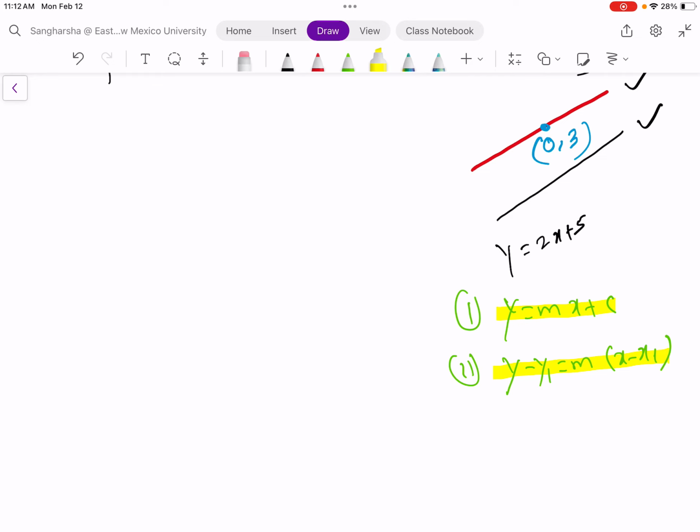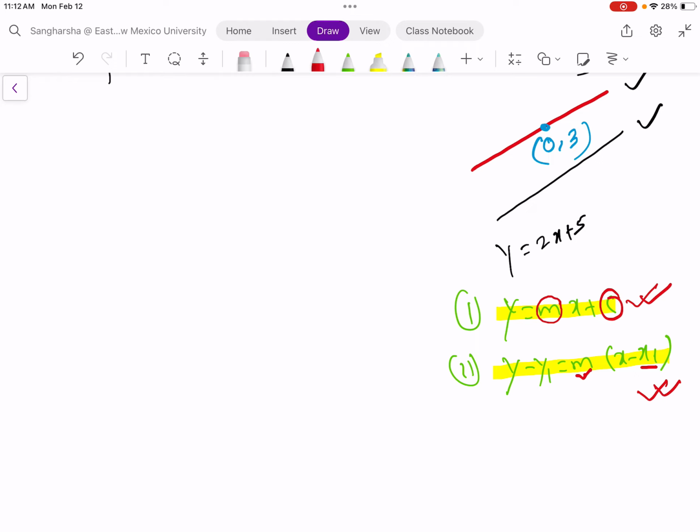Now in order to use this slope intercept form, we need the slope and we need the y-intercept. So if you have the slope and y-intercept, you can use this slope intercept form, okay. Now if you have the slope of a line and at least one point, x1, y1, and a slope, then we're going to use point slope form.